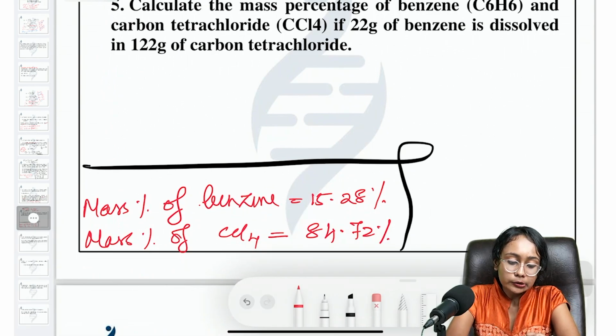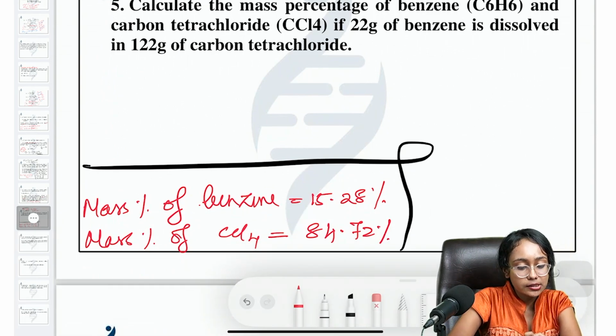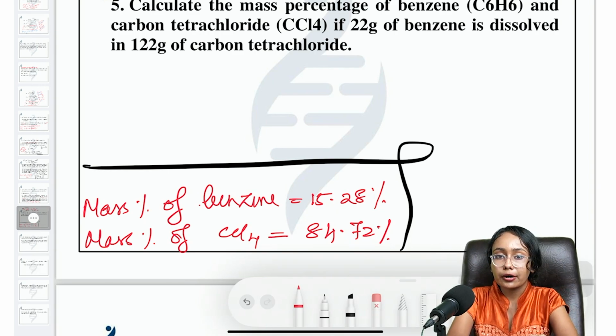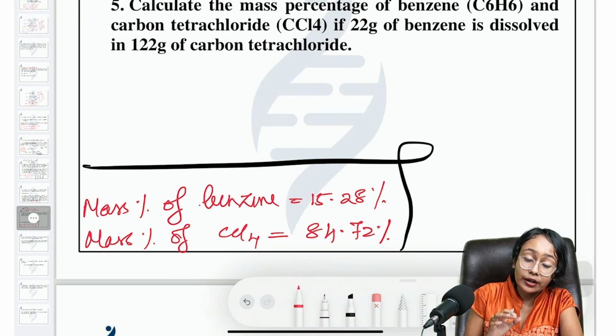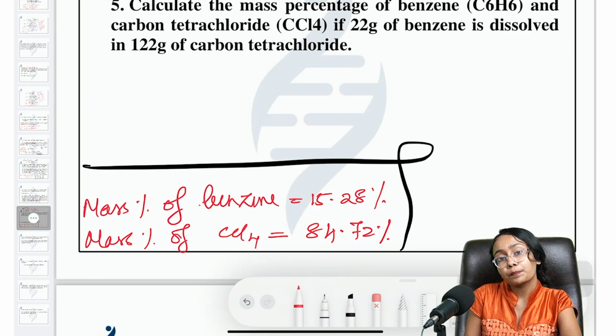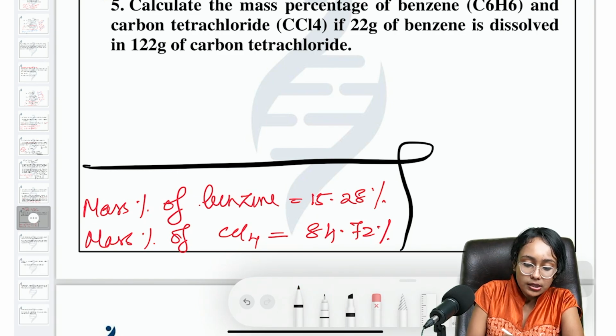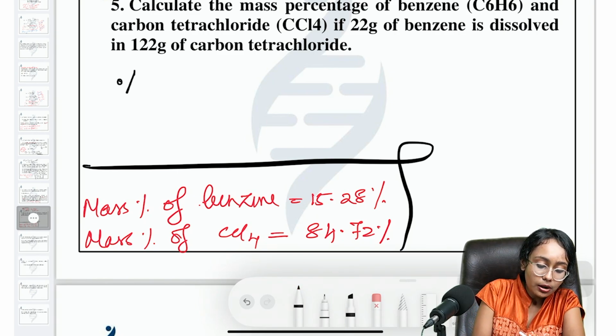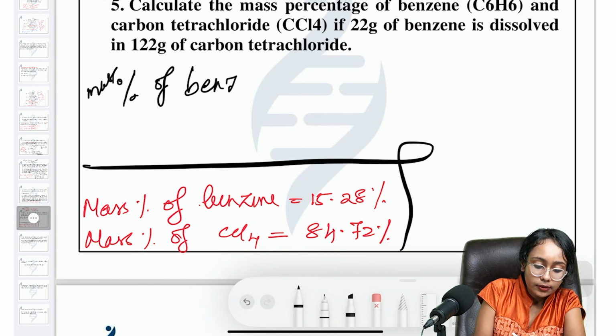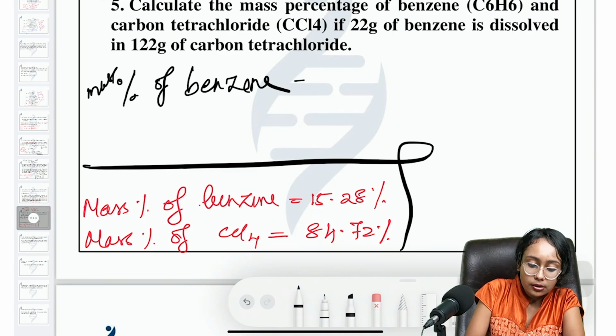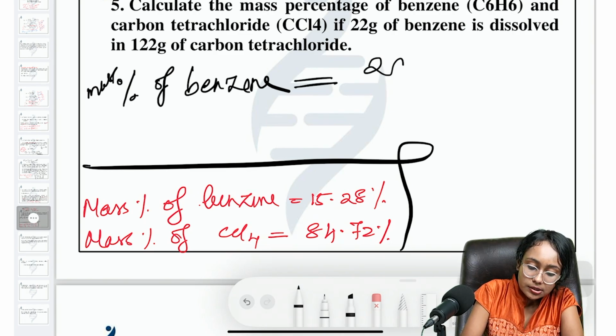The fifth question is calculate the mass percentage of benzene and carbon tetrachloride if 22 gram of benzene is dissolved in 122 gram of carbon tetrachloride. So for that, you need to find mass percentage, right? Mass percentage means what? The mass of a particular component to the total mass of the solution, right? So mass percentage of benzene equal to, given mass is 22.